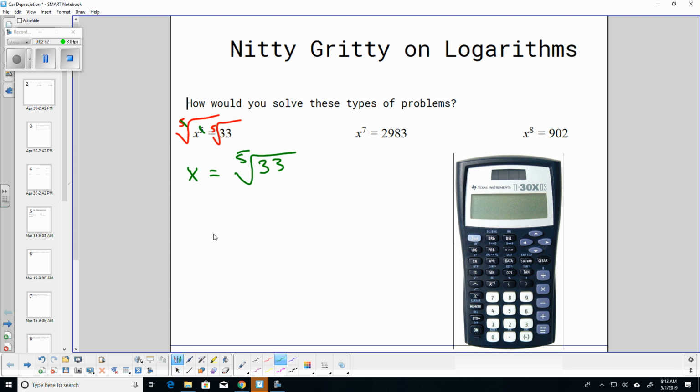So what you're going to do is turn the calculator on, obviously. Hit the on button. And then there's a key that's right here.